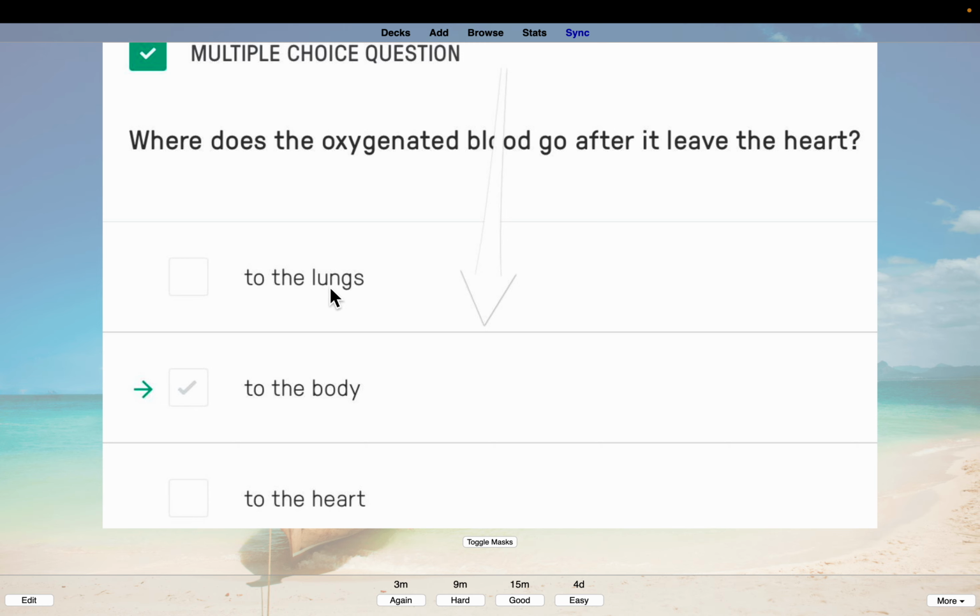To the lungs, this is pulmonary circulation. To the heart, this is... we'll leave it at that. I forgot the term.